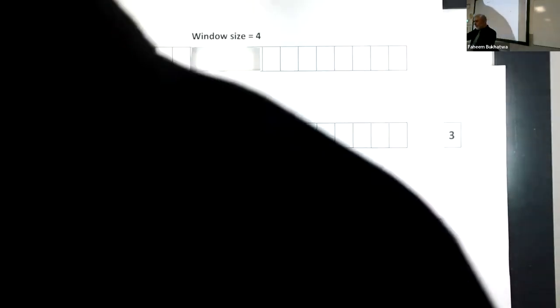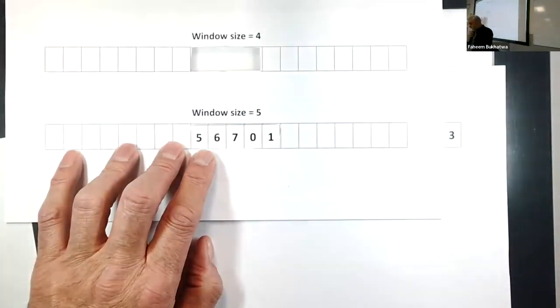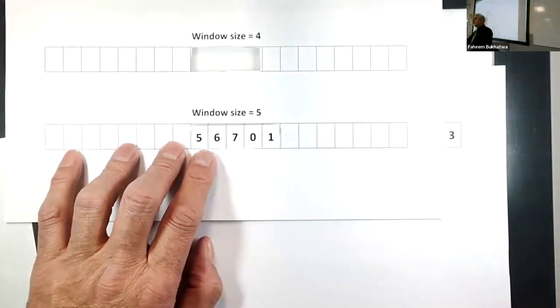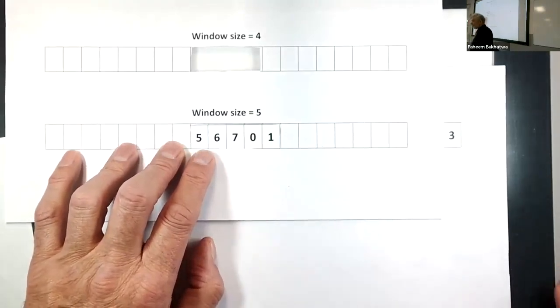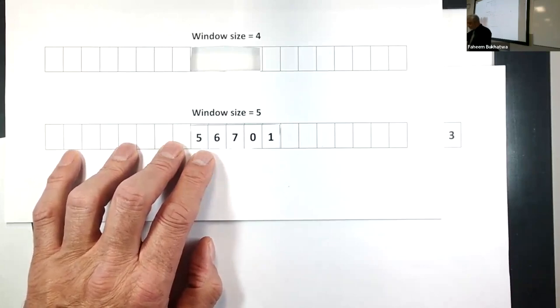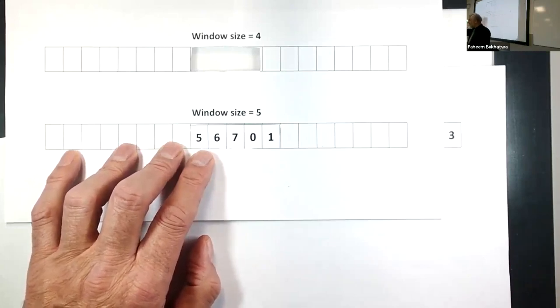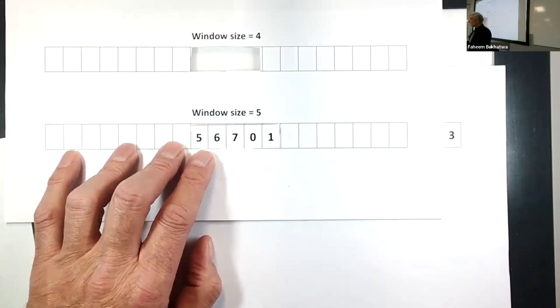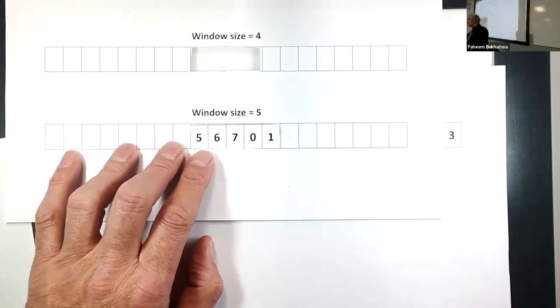Okay. What acknowledgement would I get if number 6 had an error? Any idea? What acknowledgement would you send me if I send you frames 5, 6, 7, 0, and 1? 5 is okay, but 6 is a problem. You're gonna send me back something to tell me you did not get number 6.